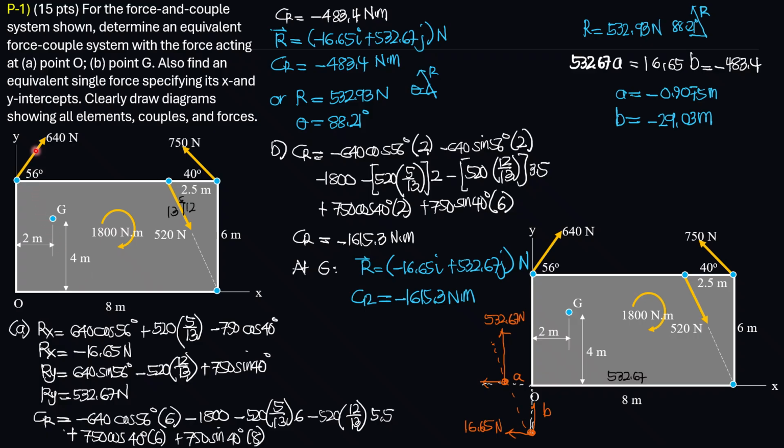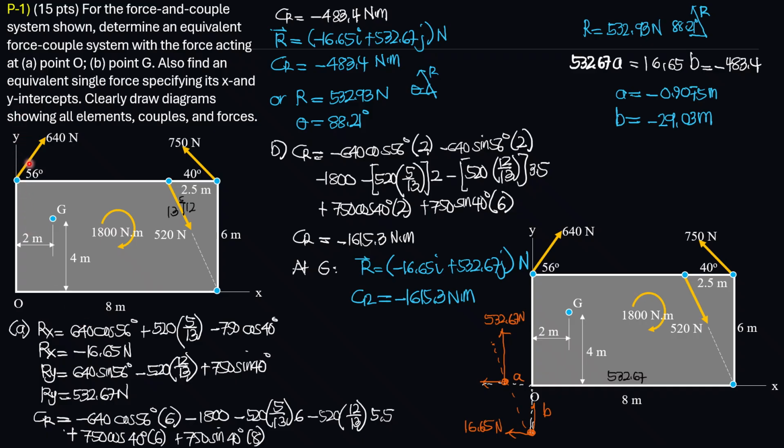So for Rx, it is 640 cosine 56, then plus 520 times 5 over 13, then minus 750 cosine 40. So Rx is negative 16.65 newtons. Ry is 640 sine 56 minus 520 times 12 over 13, then plus 750 sine 40. Calculating, it is positive 532.67 newtons.